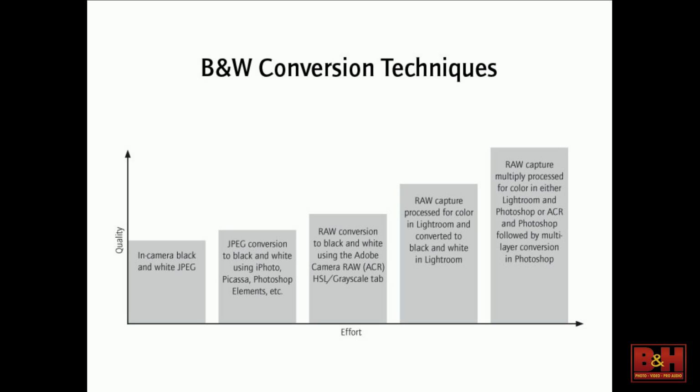This is a quality versus effort graph. The basic point is no pain, no gain. You can easily set most of your cameras to produce a black and white JPEG, but that's not going to have the subtlety of tone, contrast, and everything else that you'll get if you do a best practices raw black and white conversion.